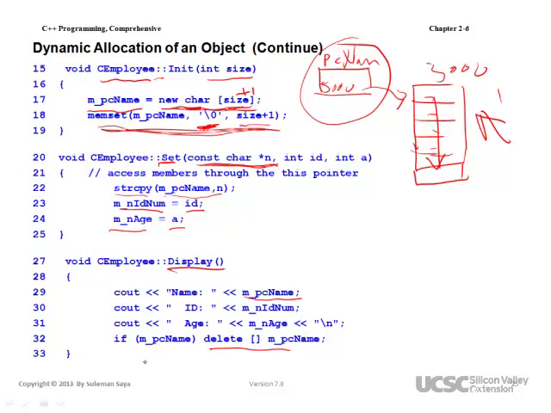So I'm checking first if this pointer is pointing to something, then do the delete. Also I'm making sure that I have a square bracket, otherwise it's going to delete only the first element. So if this pointer is pointing to something, then do the delete, and it will delete the whole array.